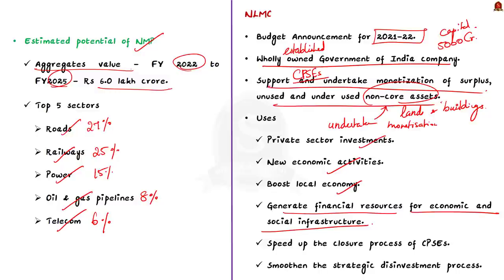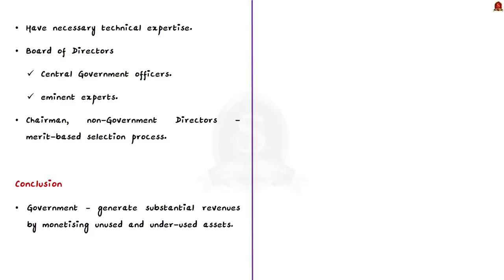See, also NLMC is expected to own, hold, manage and monetize surplus land and building assets of CPSEs which are under strategic disinvestment. See, this will speed up the closure process of CPSEs and smoothen the strategic disinvestment process of government-owned CPSEs. See, NLMC will have the necessary technical expertise to professionally manage and monetize the land assets on behalf of CPSEs and other government agencies.